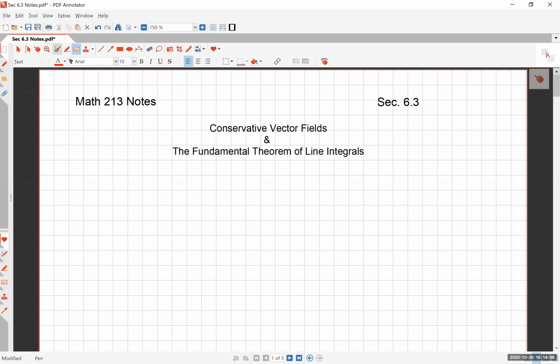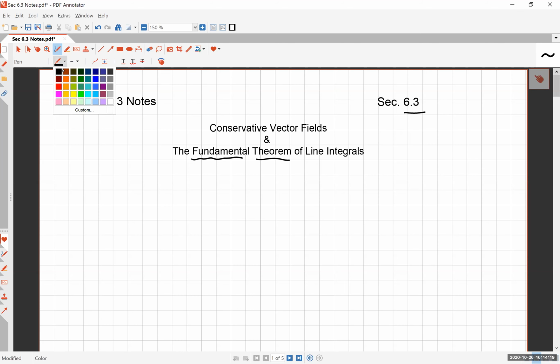All right, section 6.3. The title of this section is conservative vector fields, but this section is pretty much more about the fundamental theorem of line integrals. All right, so I will of course tell you what this means, but as always, when I start a new section or a lesson on calculus 3, you notice that I start with something related to that new topic in calculus 1.